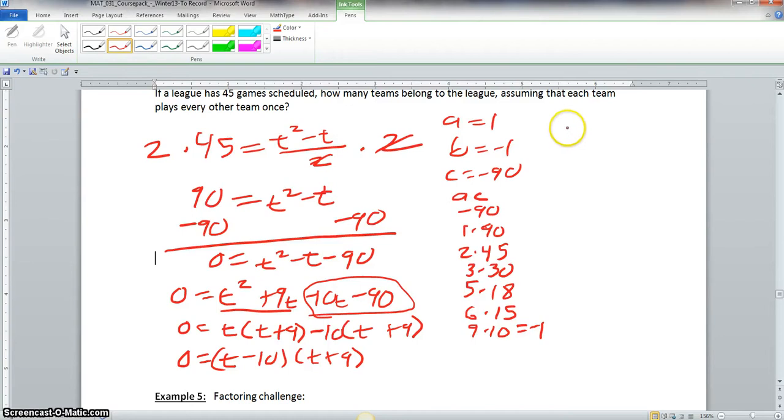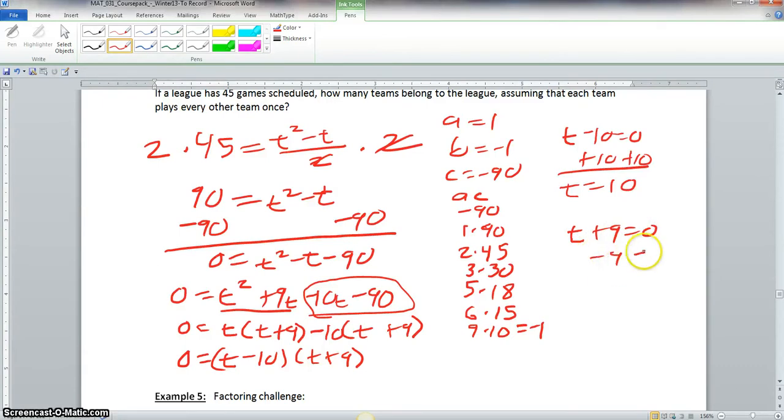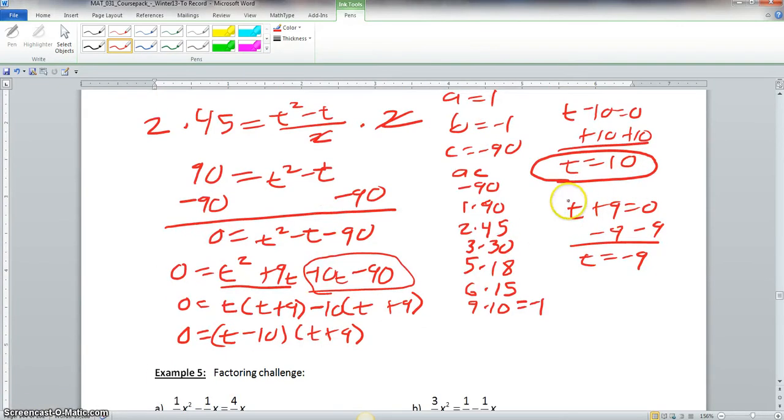I'm going to write it over here. So we had T minus 10 equals 0. So we will add 10 on both sides. So T is equal to 10. And then we will have T plus 9 equals 0. And then we will have T is equal to -9. Now we know that we cannot have -9 teams. So our answer here would just be T equals 10. So we could cross this out and write down 10 teams. And that's it.